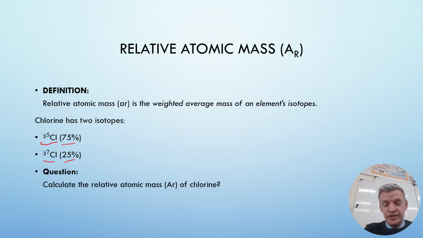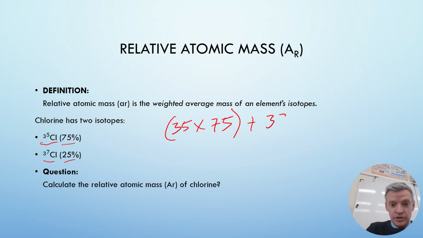If you do it for every single one of these, you'll get full marks. So what we're going to do is take the mass number of the first isotope, which is 35, and you're going to multiply by the percentage. And they will always give you the percentage. You're going to put that in brackets, and then you're going to add, in another brackets, the mass number of the other isotope, 37, times by its relative abundance, which is 25%.